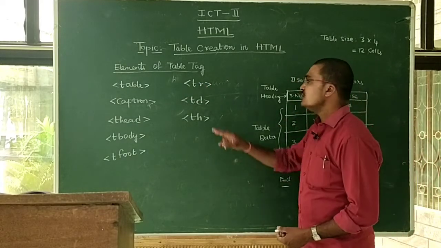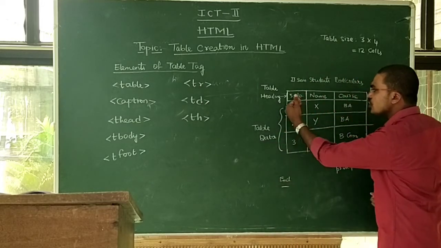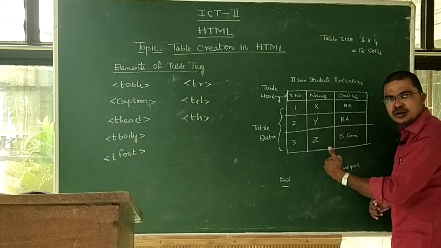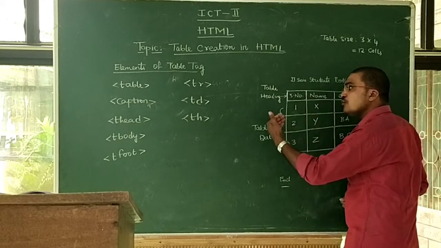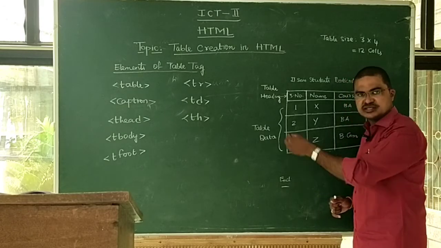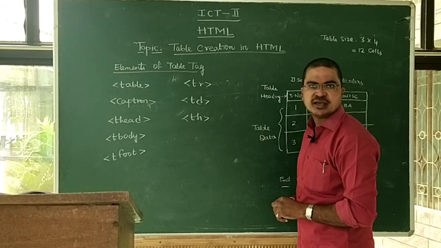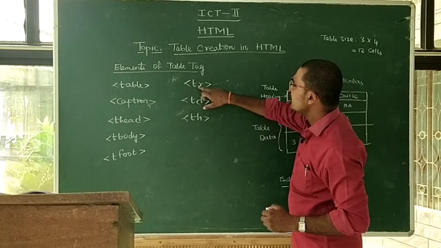TR stands for table row. So table row means how many rows we can create in a table. So every row we should start with the TR. Okay, I will show a sample program using these tags. It will be clearer to understand. Okay, so TR is for table row.